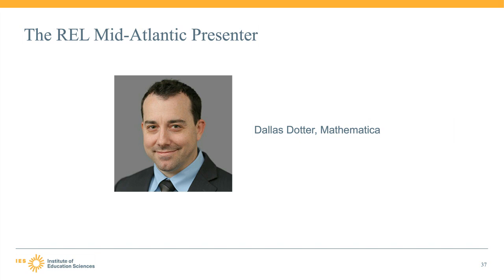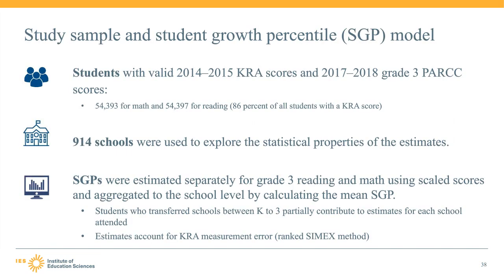So the study sample looked at the first cohort of kindergartners to take the KRA, Kindergarten Readiness Assessment, and this was in the fall of 2014. The sample for the study included all the students who took that exam who also had grade 3 PARCC scores in math or reading. This ended up being 86% of all students who took the KRA in 2014.